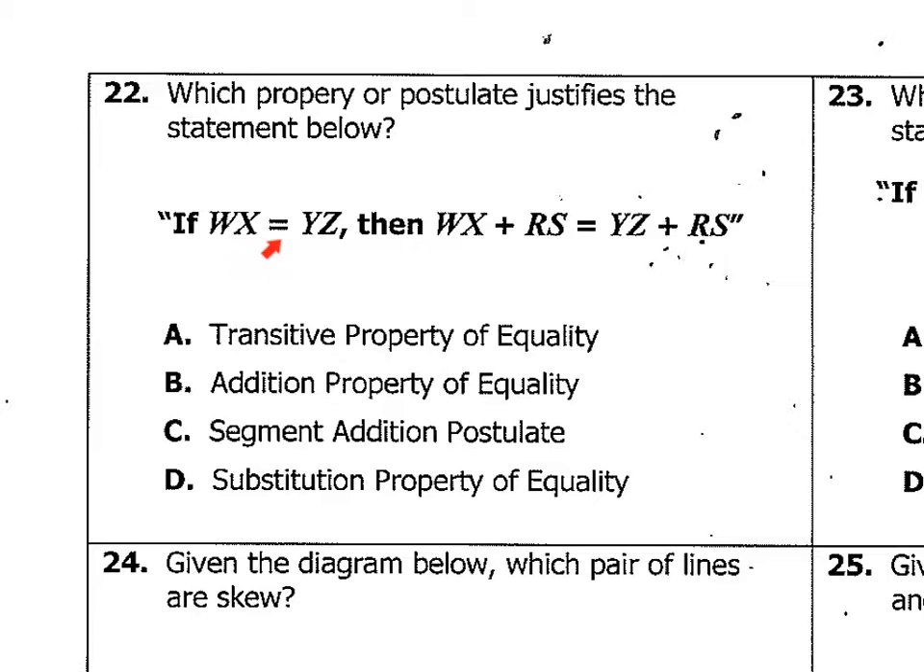If WX is equal to YZ, then WX plus RS equals YZ plus RS. So they've just added another segment here. Which one of these would apply?